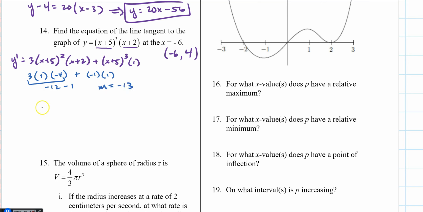Apply my point slope form. y minus 4 is equal to negative 13 times (x plus 6), because it's x minus x1. And once again, I rearrange. y equals negative 13x, and then negative 13 times 6 is, what's that going to be? Negative 78. Negative 78 plus 4 is negative 74.